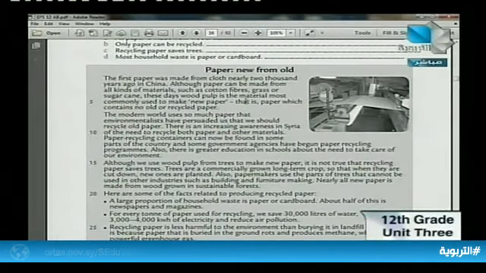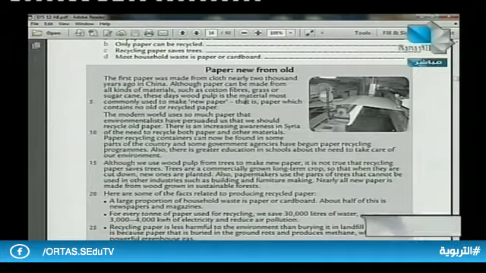Let me ask you another question. What is the most commonly used material to make new paper nowadays? Wood pulp. Yes, wood pulp, of course. Thank you very much.